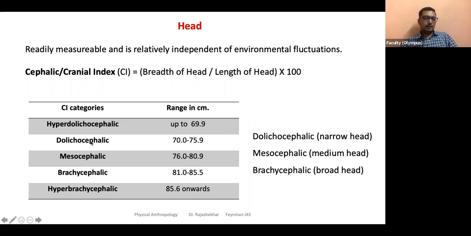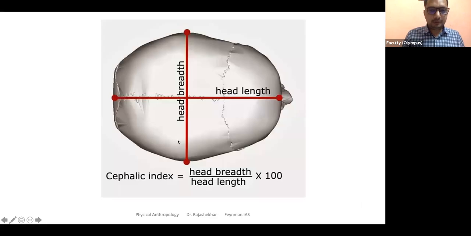Most people don't come under those extremes. Otherwise, it is dolicho, meso, brachy. Meso means middle, medium. Brachy means broad. Dolicho means narrow. Okay, right? So like that, you can categorize these people.